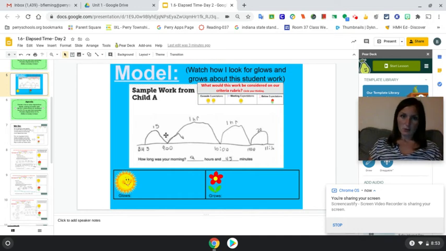So when I see this student work, I can see that they drew their number line, and that's good. I know that's one of the strategies we learned. So I'm going to write that here in the glow section that I liked that they have a number line.